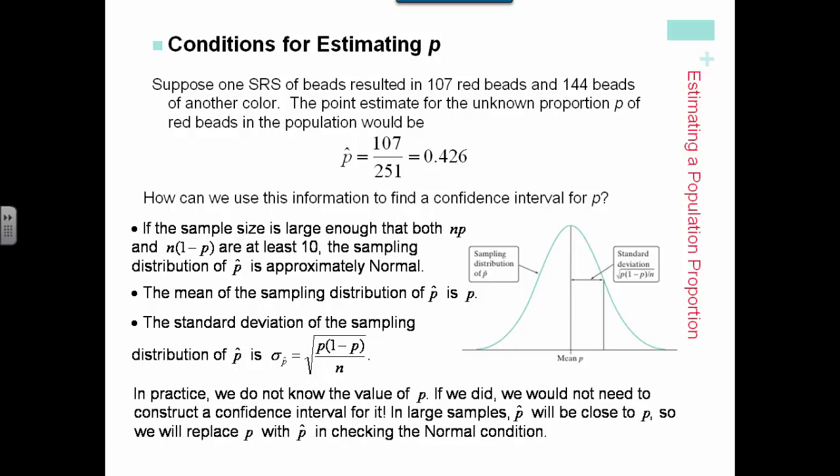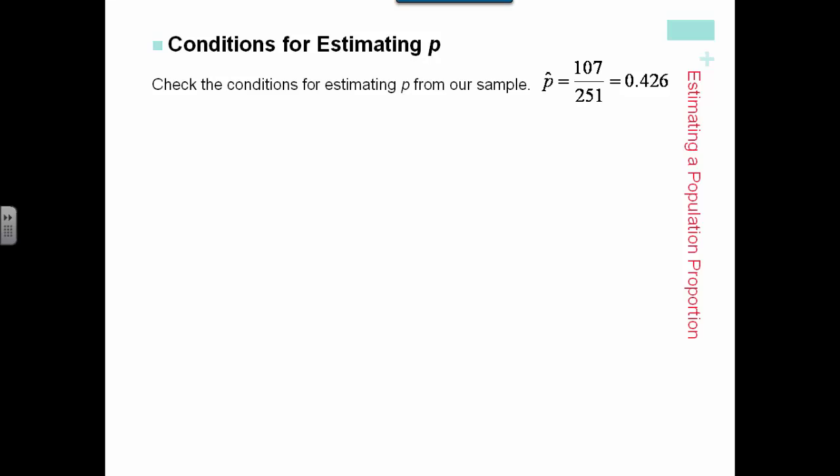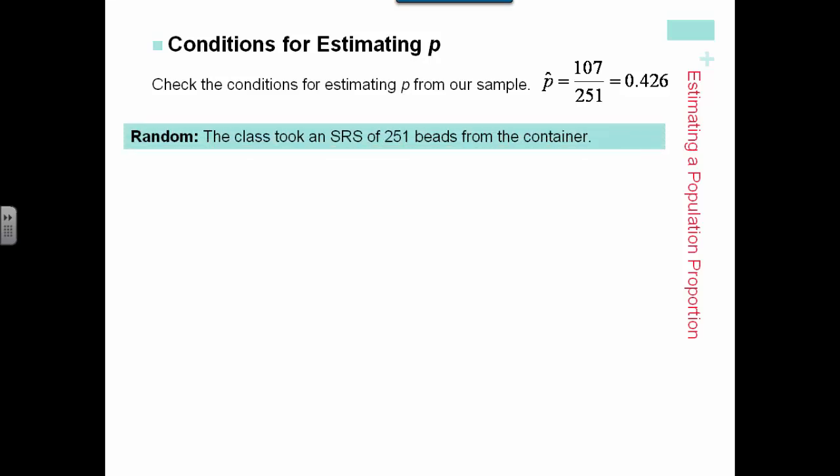In practice, we do not know the value of P. If we did, we would not need to construct a confidence interval for it. In large samples, P hat will be close to P, so we replace P with P hat and check the normal condition. Check the conditions for estimating P from our sample.